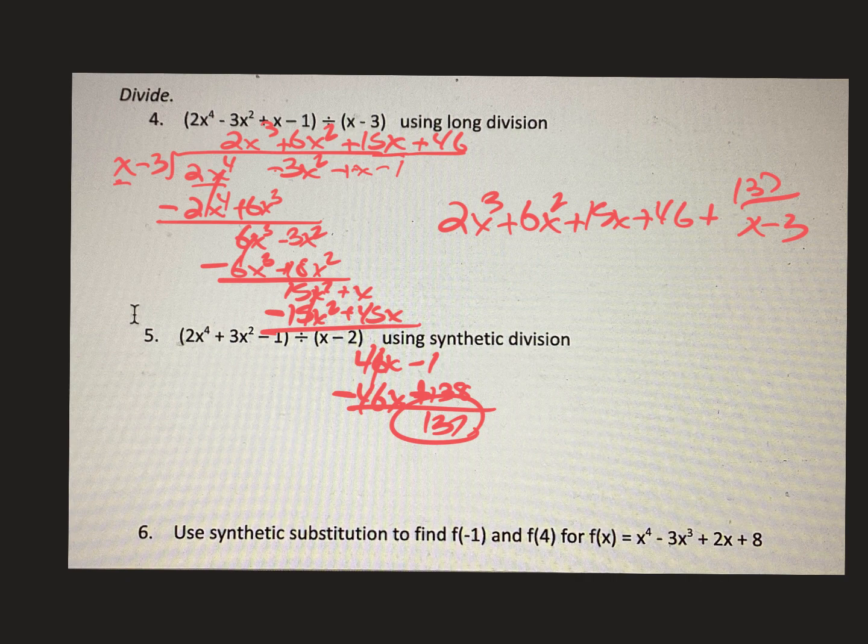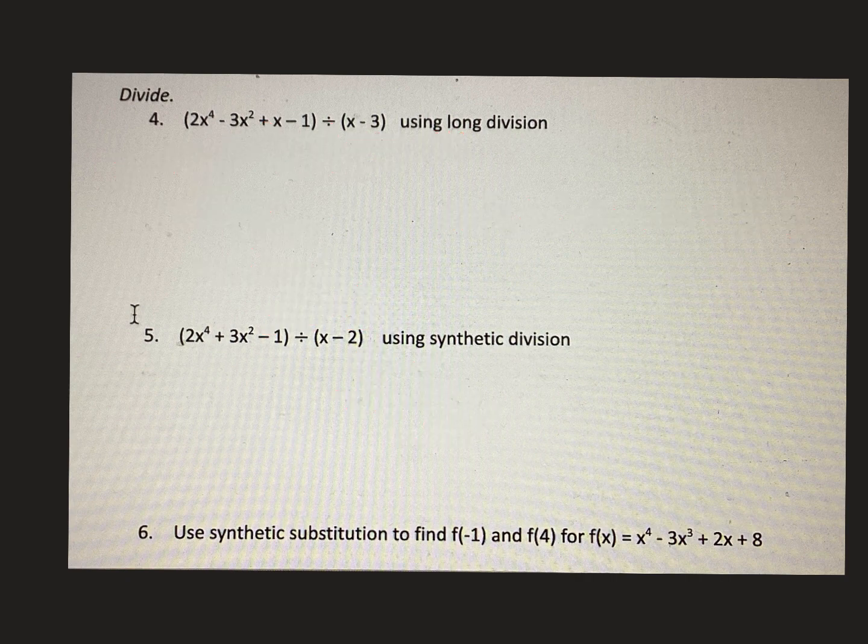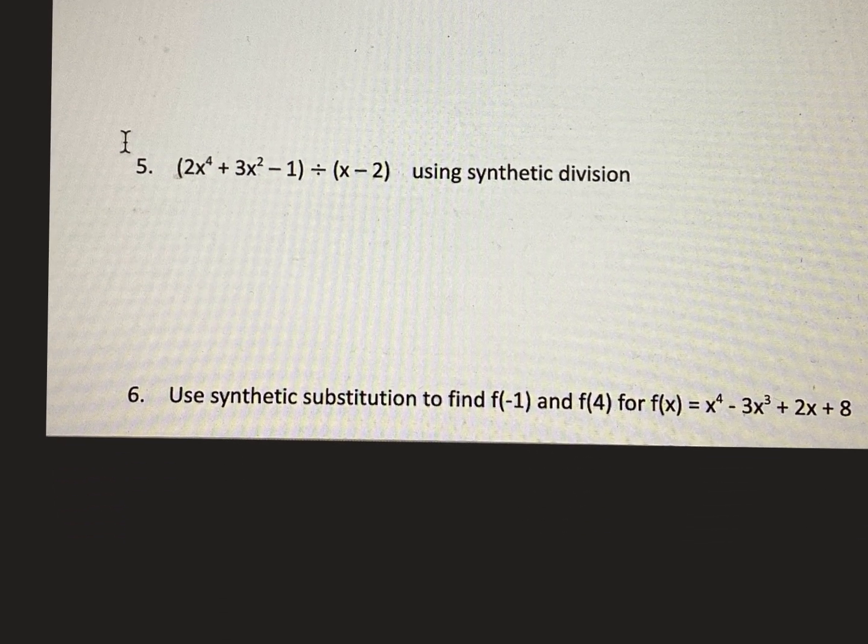Wow. Yeah, that was fun. Long division, always the greatest. Number 5, synthetic. Much better this time. So because it's x minus 2, don't forget you put the opposite in the box.